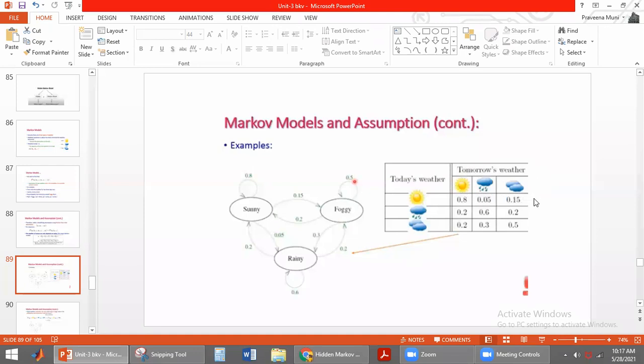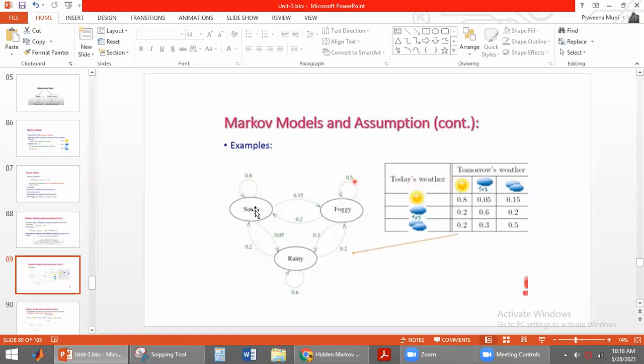Tomorrow's weather is the hidden variable. Based on this, if you observe the transition whenever the weather is changing, and you want to find the probability of getting foggy if yesterday's weather is sunny, it means there is a transition from the sunny state to the foggy state. Yesterday was sunny, but today is foggy. So the transition is from sunny to foggy.